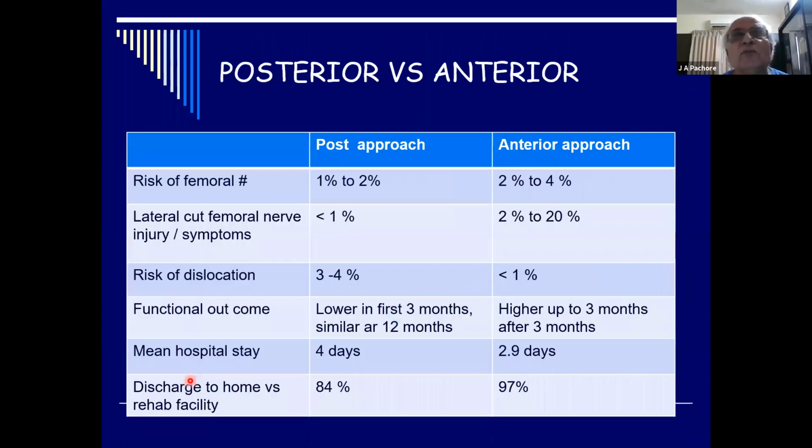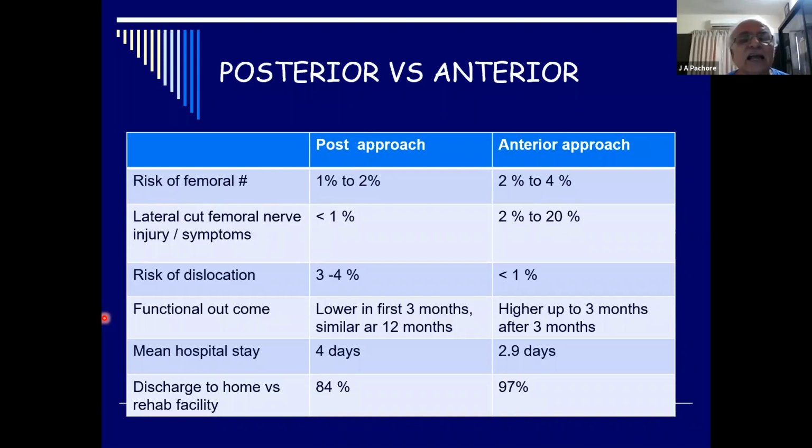What about the comparison between the posterior and anterior approach? Risk of femoral fracture in the posterior approach is low. In the anterior approach it is much more. I told you, from 0 to 5. Lateral cutaneous nerve injury is less than 1% in the posterior approach. It is much more in the anterior approach. That is, again, I am repeating. If you write in an exam that lateral cutaneous nerve is a problem, the examiner will give additional marks. Risk of dislocation is 3 to 4% in the posterior approach. It is less than 1% in the anterior. That's why most US surgeons, and most French as well as German surgeons, have switched to the anterior approach. Probably one day, this will be a common approach in our country.